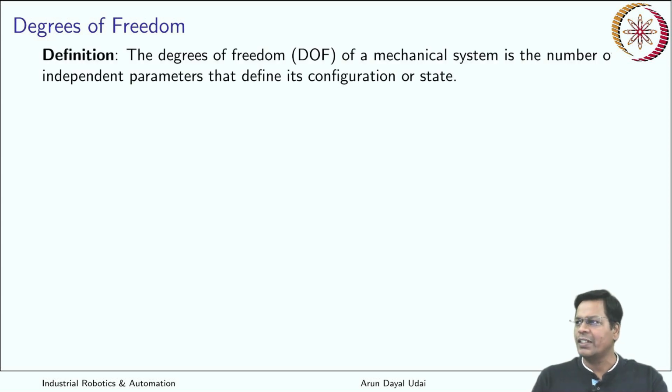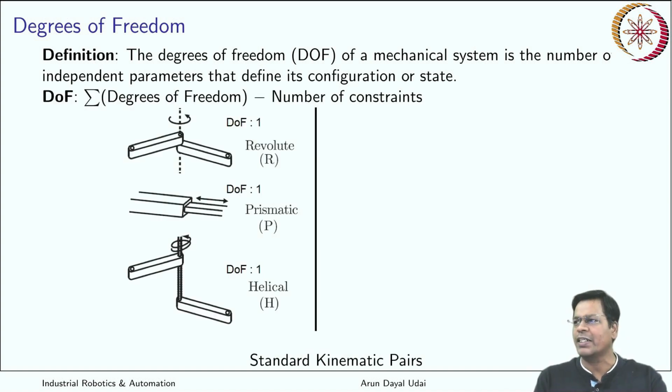So yes, the degrees of freedom of a mechanical system, not just a robot, is the number of independent parameters that define its configuration or state. It can alternatively be defined as the number of independent constraints that you can put to make a mechanical system fully constrained. You will understand it better by doing it. So let us first understand degrees of freedom as such.